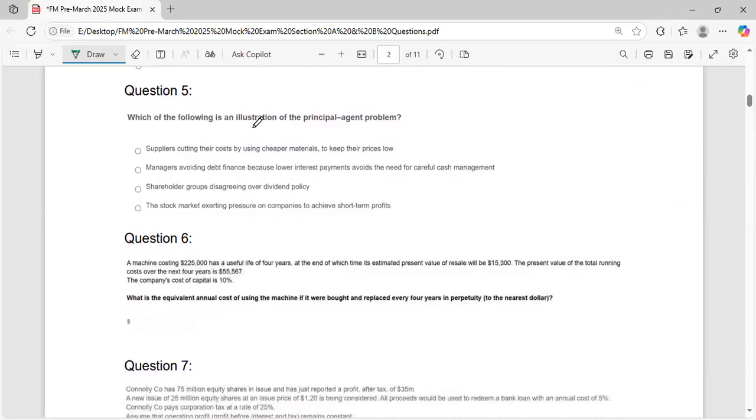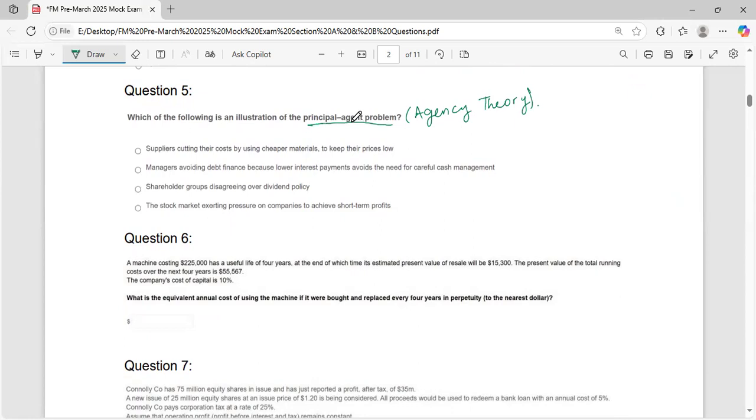Which of the following is an illustration of the principal agent problem? Now, what is this principal agent relationship? It is basically agency theory. Agency theory says we have a principal who is called the shareholder and investor. We have an agent who is called the management of the company.